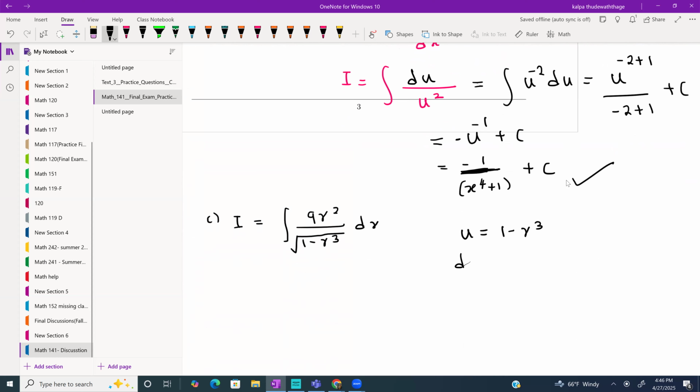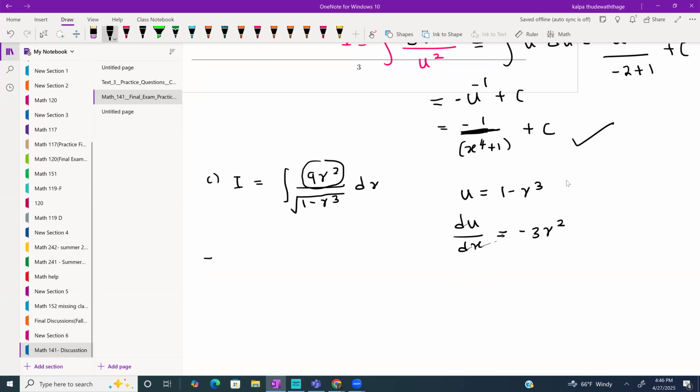I go with that. du over dx is negative 3r squared. I have 9r squared, that is okay. I can write it like this: if I take negative 3 out, it's negative 3r squared dr, because if I simplify negative 3 with negative 3, I can get 9. The denominator is 1 minus r cubed, but it's under the square root.